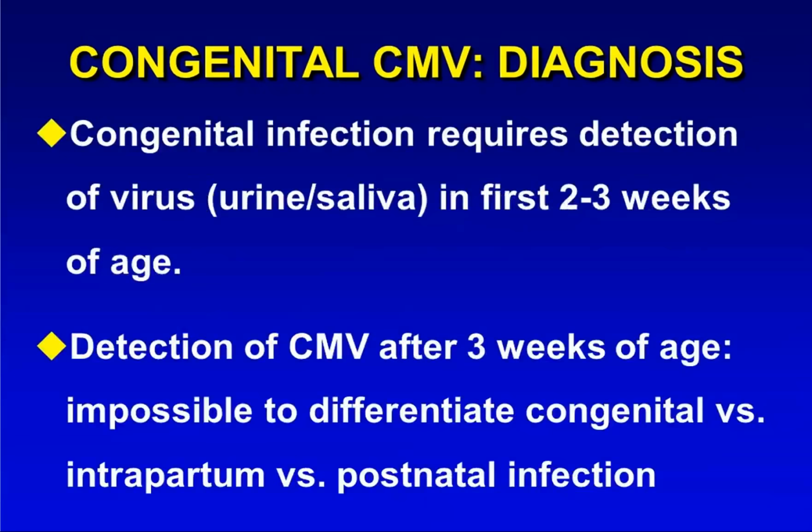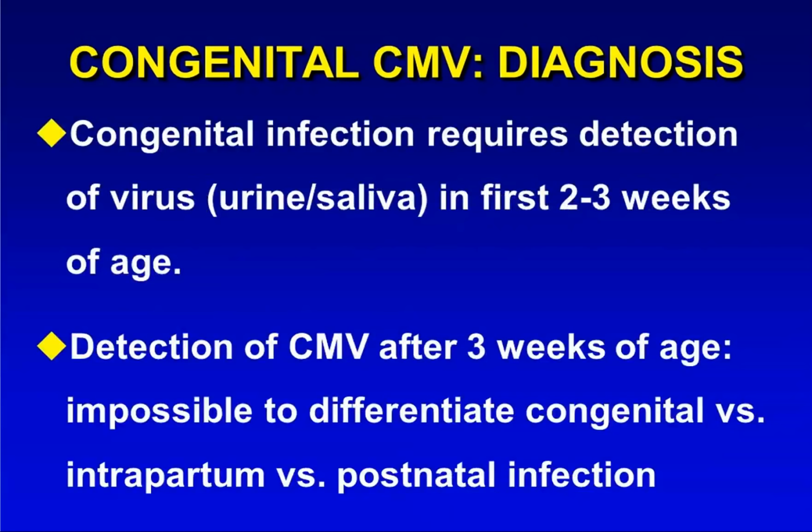The thing with diagnosing congenital CMV is that we have to diagnose it in the first 3 weeks of age, because after 3 weeks, we don't know if the baby acquired it as he was born, or through breast milk, or through other children at home, from other people at home who may be shedding CMV, or even in a daycare. And so after 3 weeks of age, it becomes very, very difficult to diagnose it.